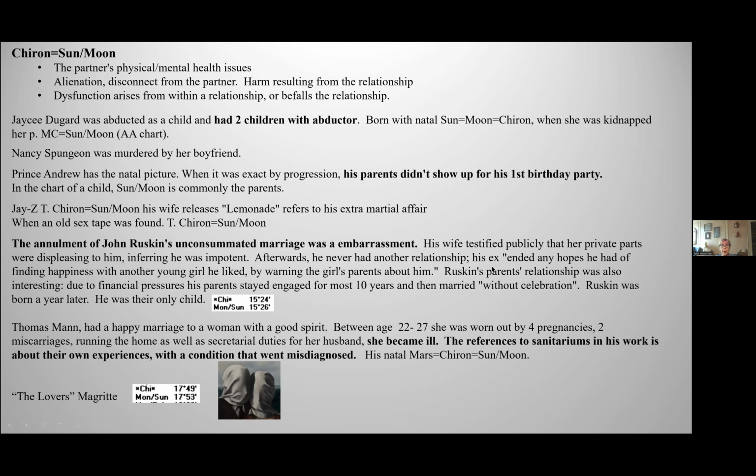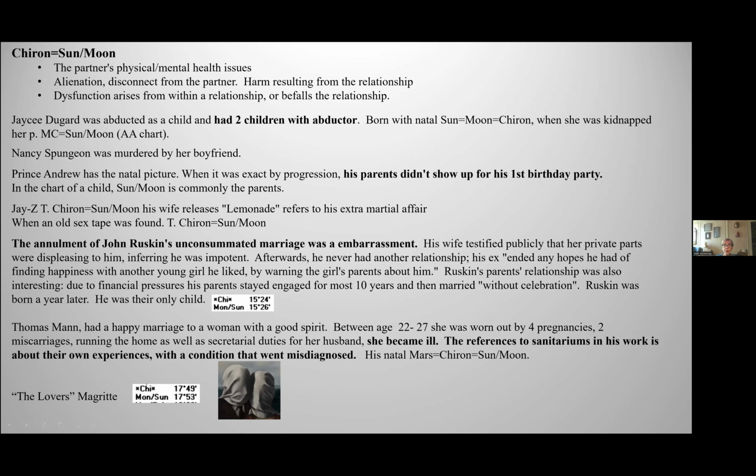This is another extraordinary story. I don't know why there's not a Broadway show about this. Maybe there has been sometime in the past. This is an extraordinary story about John Ruskin. So he had an unconsummated marriage, and his wife had it annulled, and it became a big public scandal. It was published in the newspaper, and everybody knew their business. She testified publicly that the reason for the annulment was that her private parts were displeasing to him.